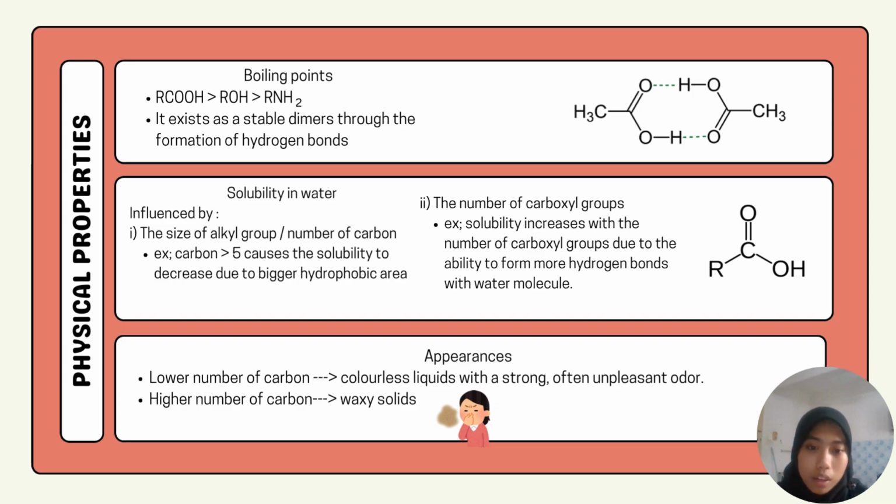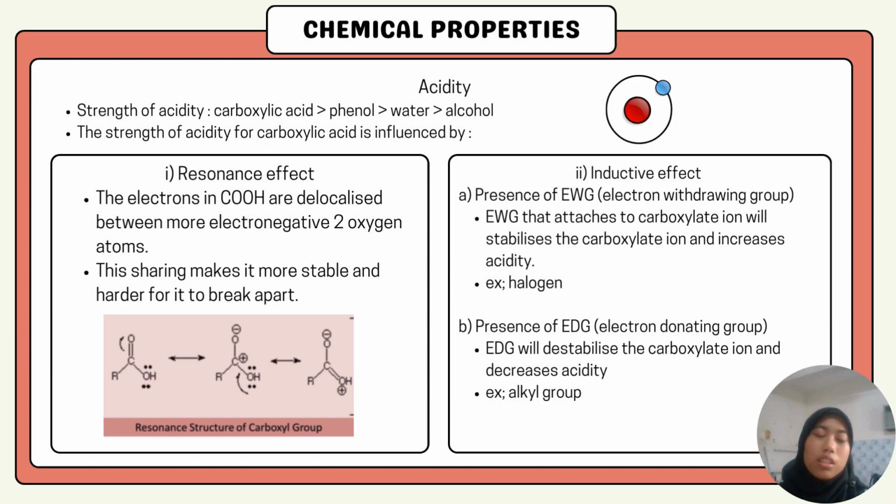Next is its appearances. A lower number of carbon produces a colorless liquid with a strong and often unpleasant odor. Meanwhile, when it has a higher number of carbon, it produces waxy solids. So now I'll be talking about the chemical properties of carboxylic acid.